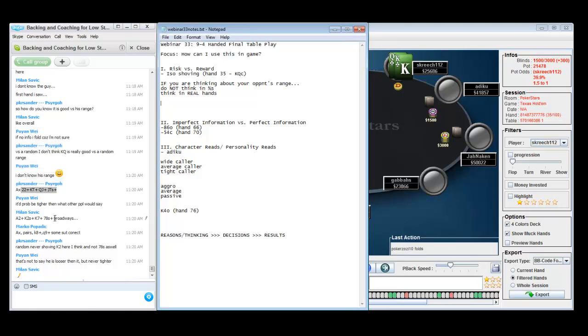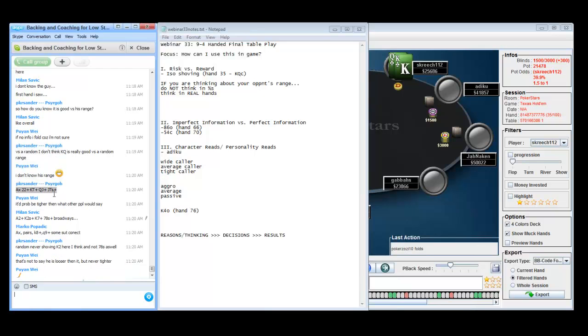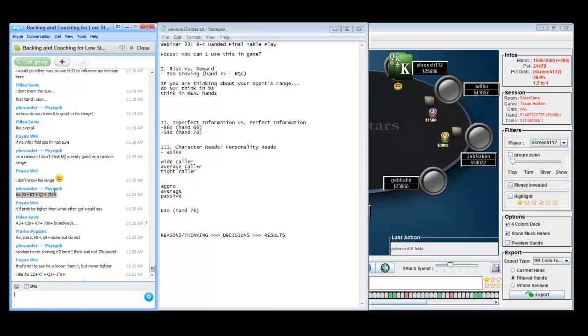But now, even if you know this information, let's pretend this is his range here. Any pair, any ace, king 10, all that kind of stuff. What should you call with if he shoves that range? How do you know?